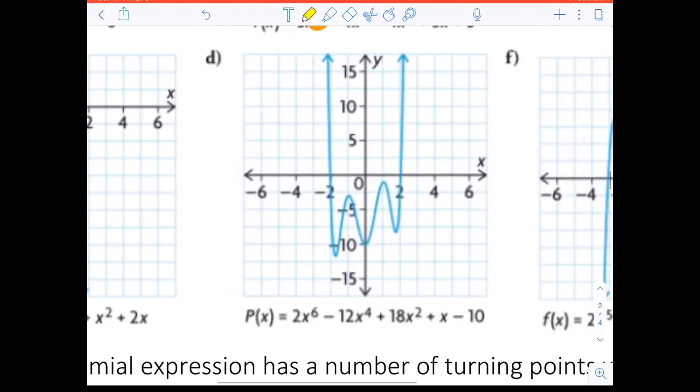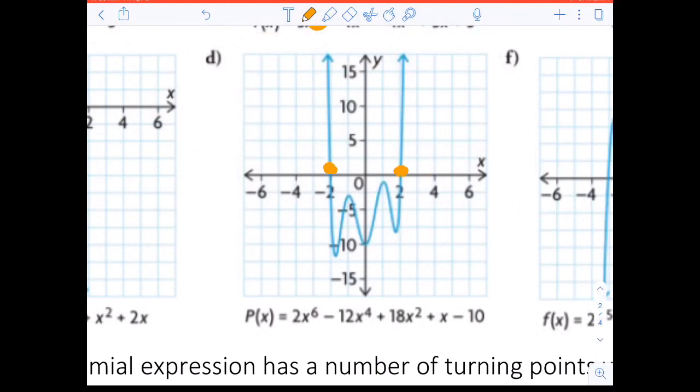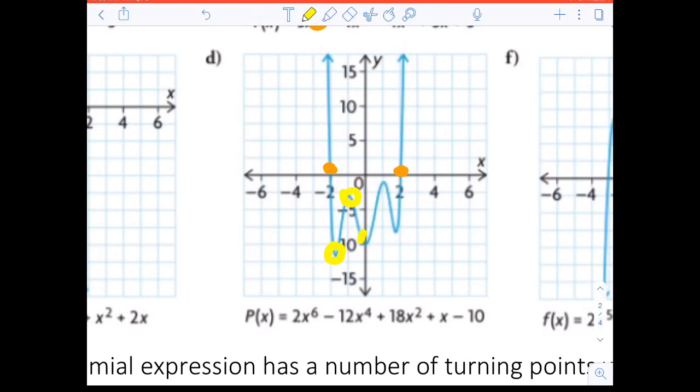And continue through, same idea. Degree of 6. There could be 6 x-intercepts. In this case, we only have 2 of them, 1 here and 1 here. We could have 5 turning points, 1 less. We have 1, 2, 3, 4, and 5.